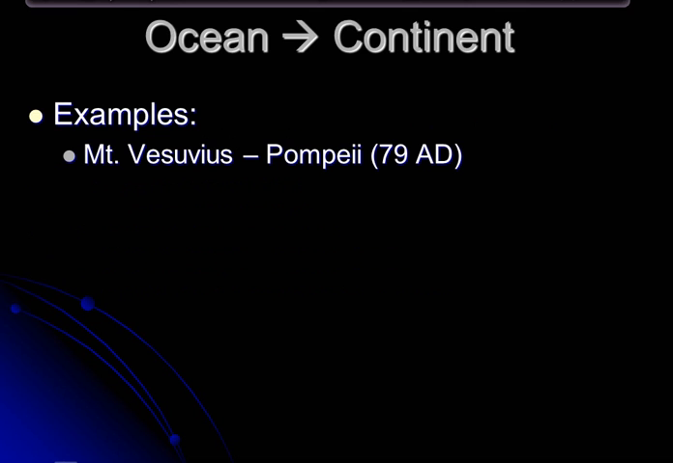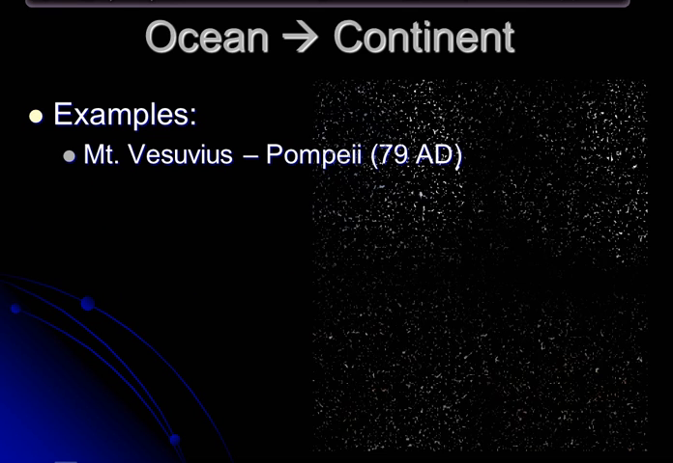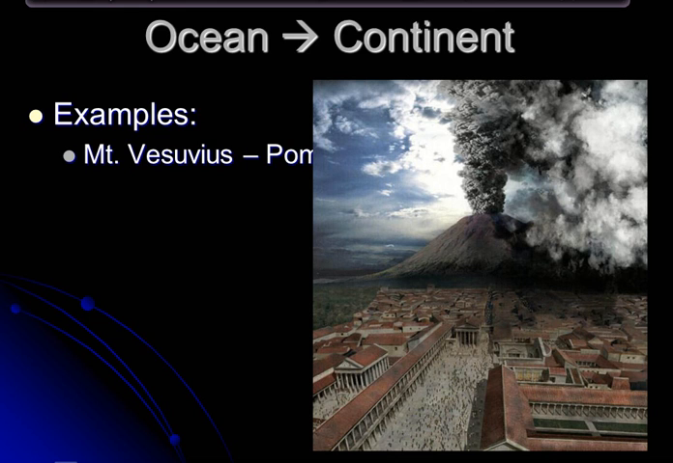Some examples of this are Mount Vesuvius, which destroyed Pompeii in 79 AD. And this is famous because it instantaneously buried an entire city, and now we've excavated most of it, and we can see people just running out of their houses. People were asleep in the bed, and they just got buried in ash immediately. This is the type of volcano you cannot escape.